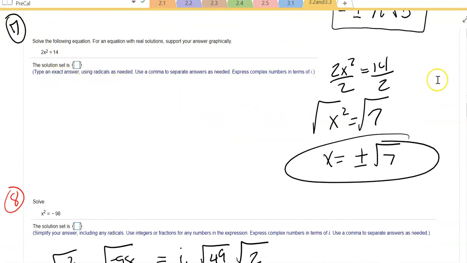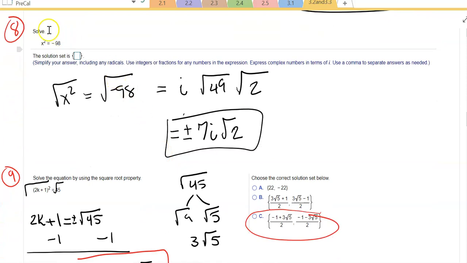Don't forget your plus or minus. Here, same exact thing happening here. Don't forget your plus or minus. Here we have a negative here, so we should have an i in our answer. Make sure you simplify properly.